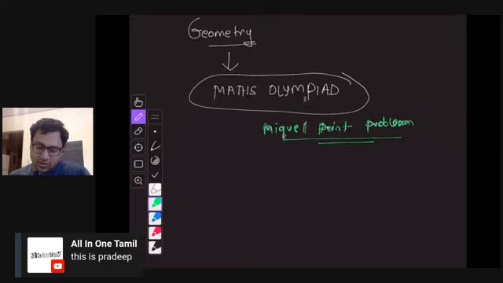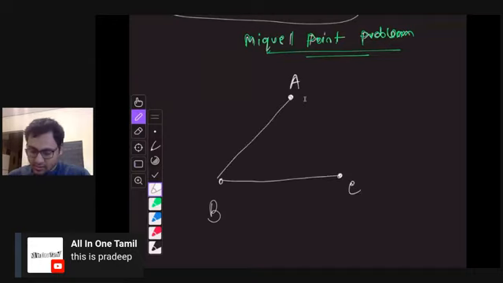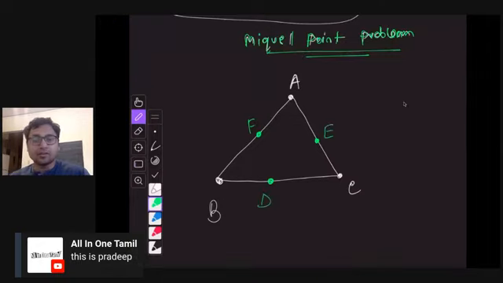So the way you think about it is actually like this: it all starts with a triangle. If you have a triangle ABC, so you have 3 points A, B, C, and you pick points D, E, and F from the 3 sides of the triangle. And you want to draw circles on the triangle.